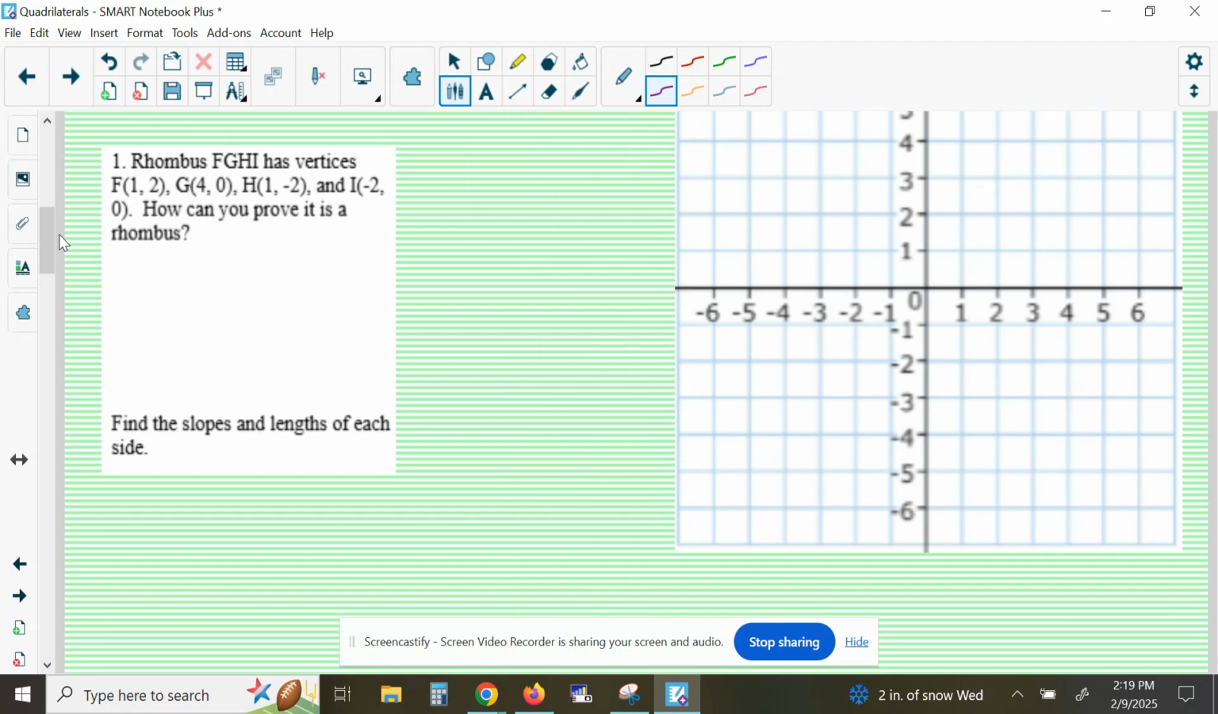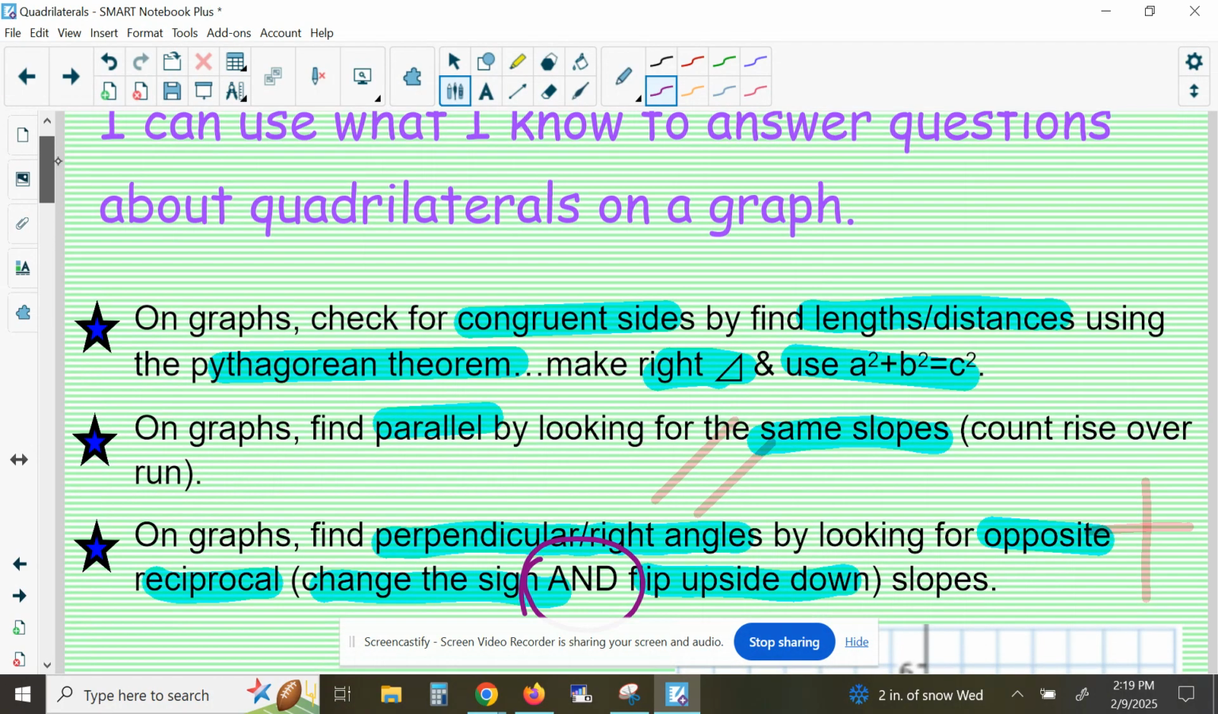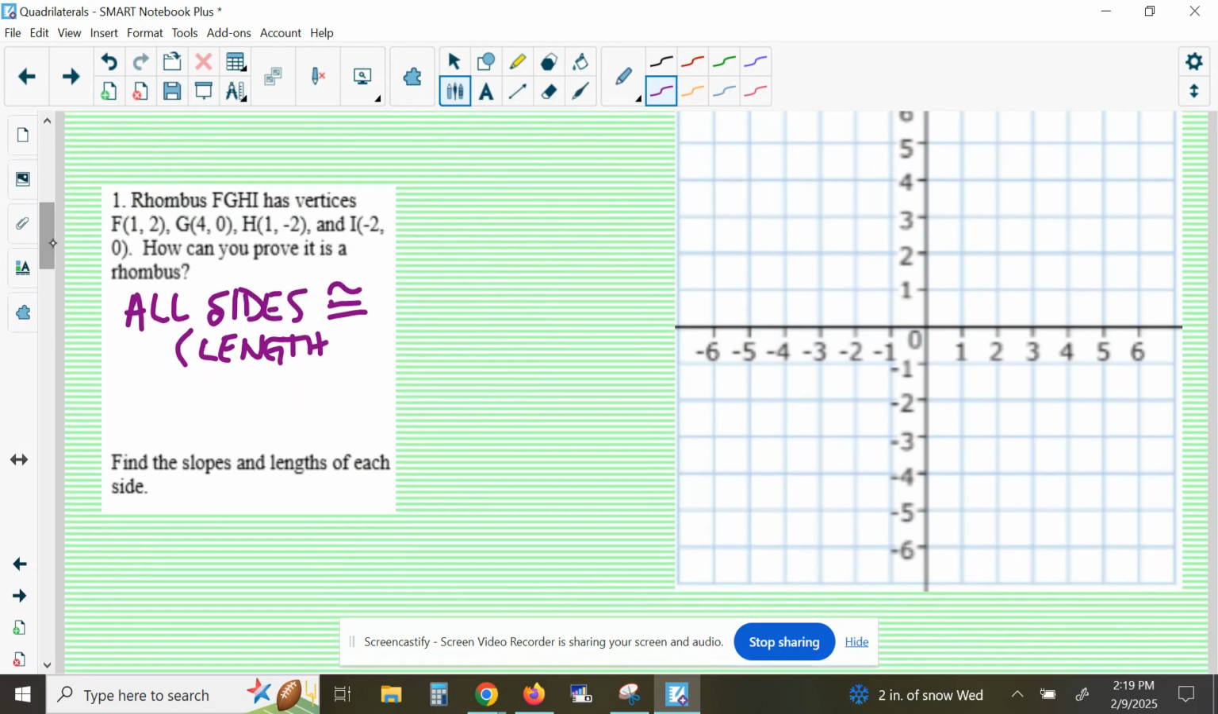So how can we prove it's a rhombus? So all sides congruent. That means same length. So I'm going to put in parentheses, length. We have to find the lengths. And if we look up at the top of our paper, length means congruent. Lengths and distances, we're going to have to use the Pythagorean theorem. So we know we're going to have to use the Pythagorean theorem.